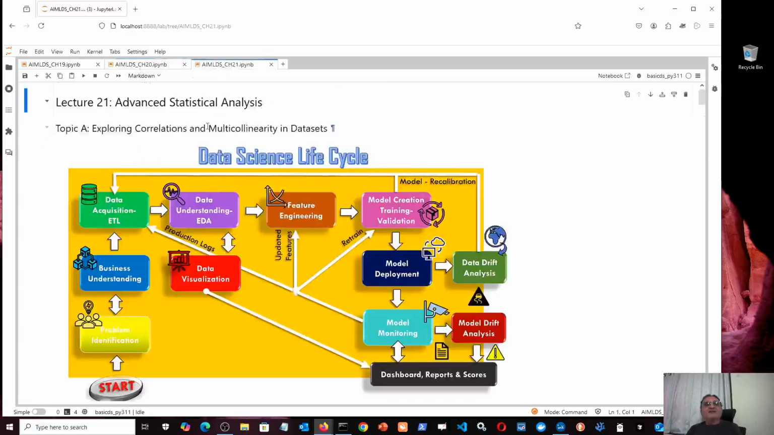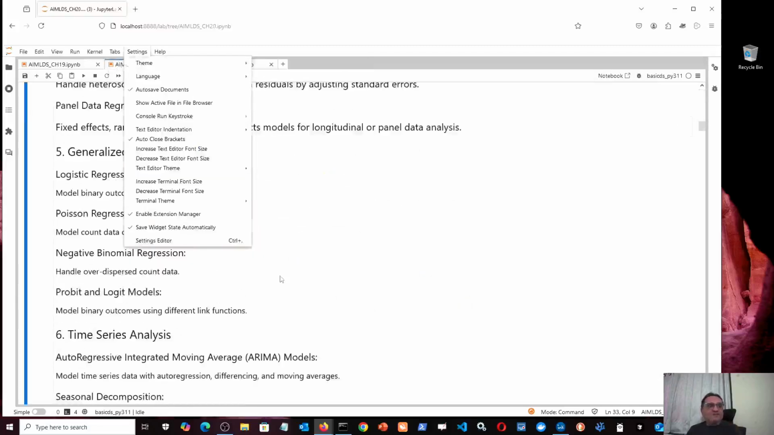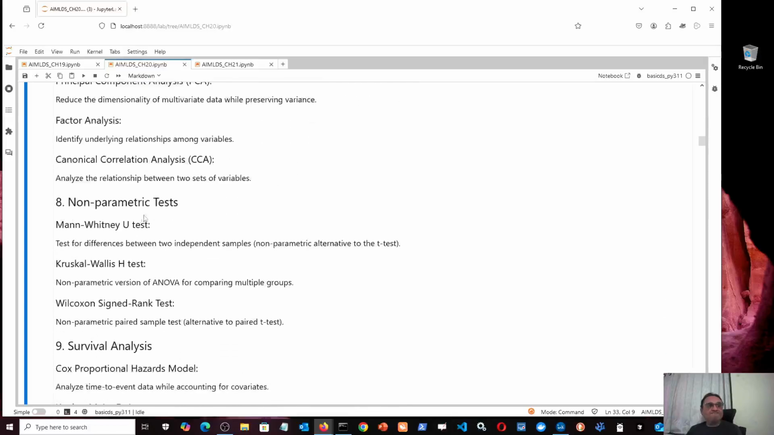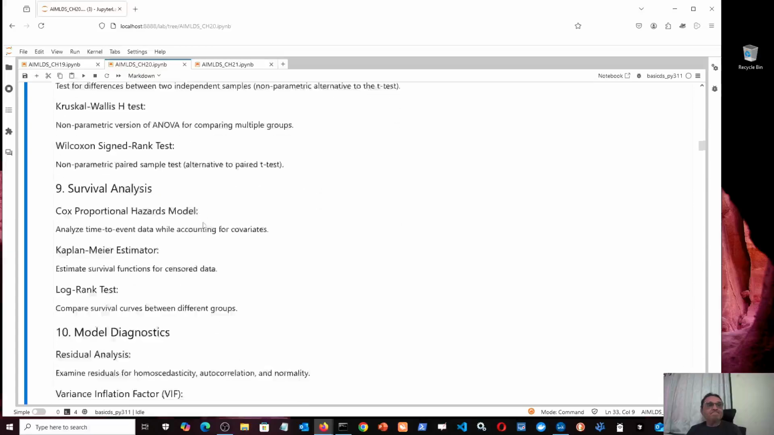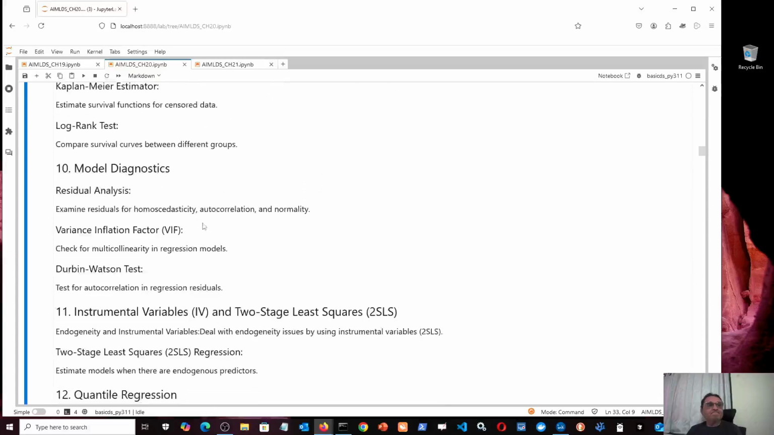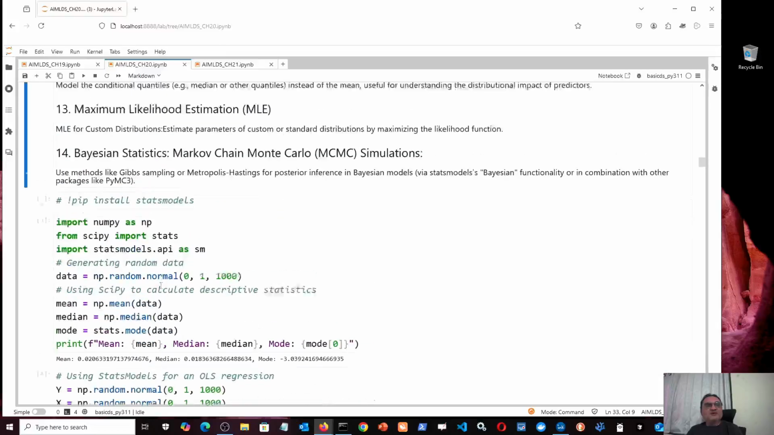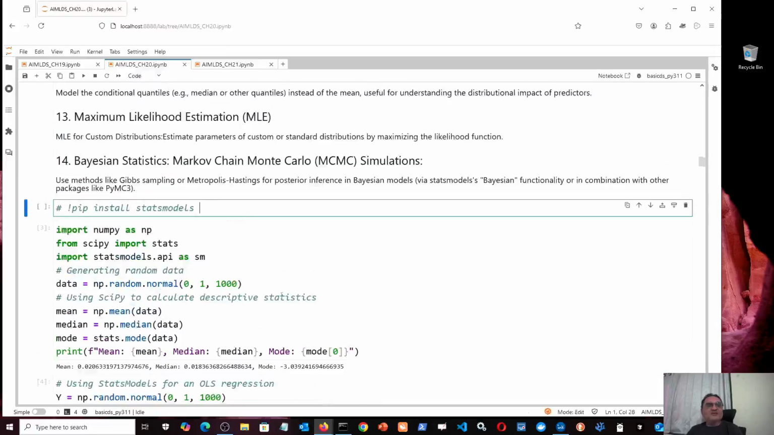And at that time you can see here we are handling multicollinearity. This multicollinearity word was there somewhere here: variance inflation factor and check for multicollinearity in a regression model. So as I said, there is no need to discuss all these things in this chapter, because in subsequent chapters many of these topics are going to come. So we will start with ordinary least squares regression. Okay, so if you have not done this, then you can do that.